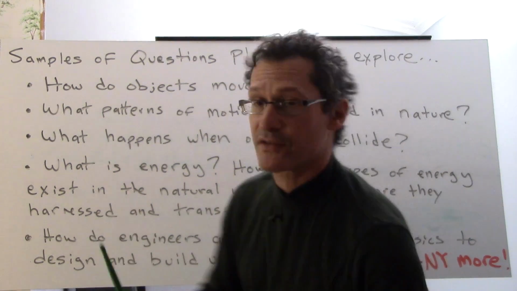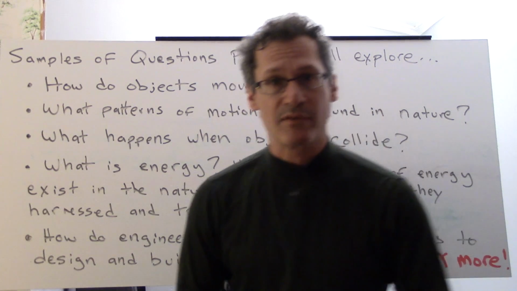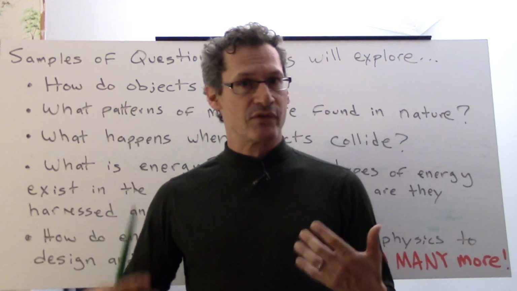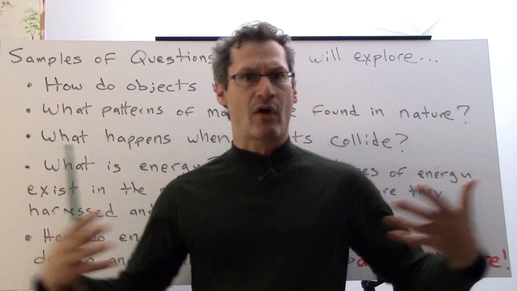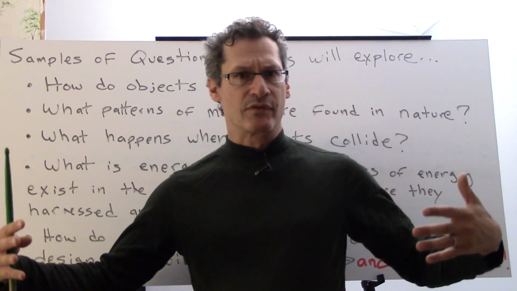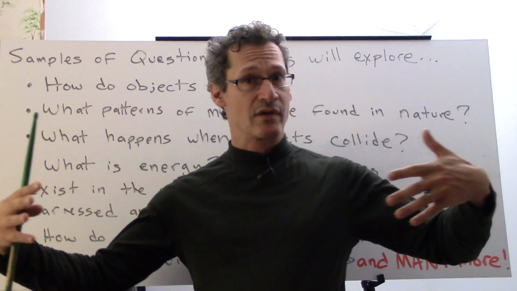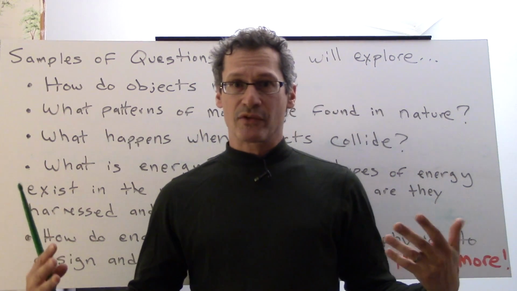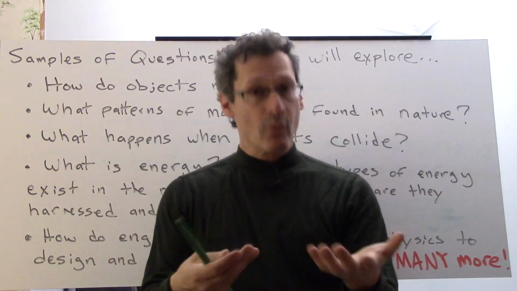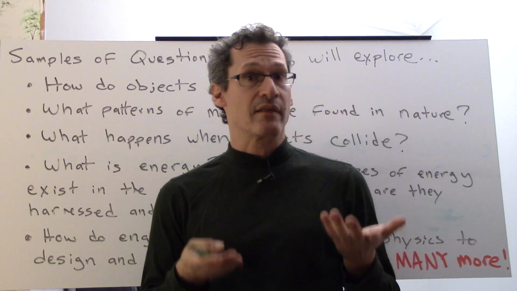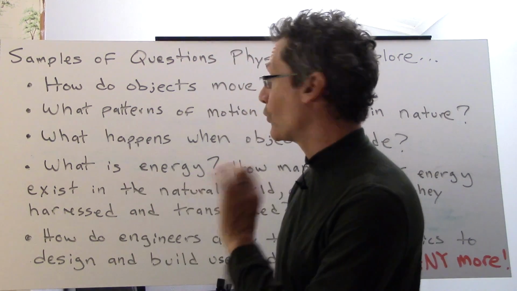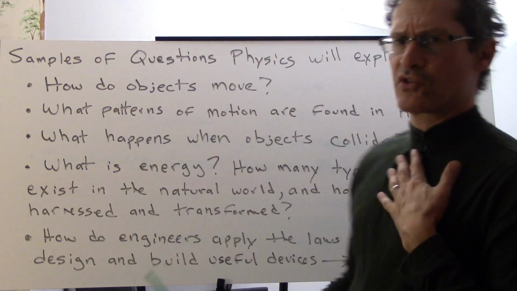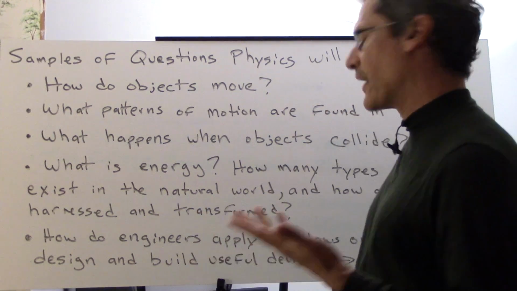What happens when objects collide? So I alluded to that last time as well. We may look at some dynamics of things like an automobile collision, or what happens when there are many types of collisions. When you've got, for example, two billiard balls, what occurs in that case is something that we can absolutely explore with physics. What is energy? We can figure out what energy is.